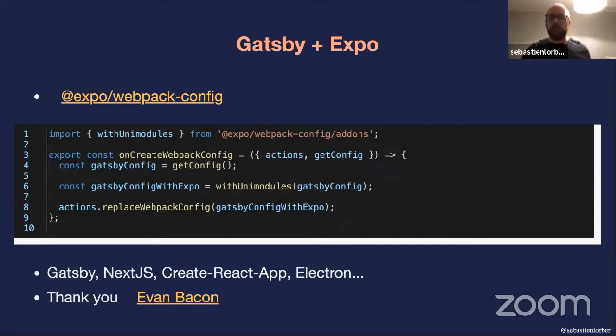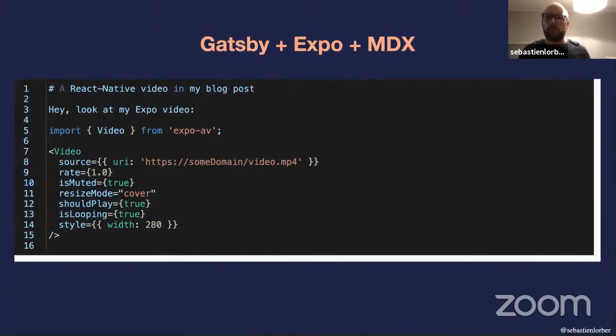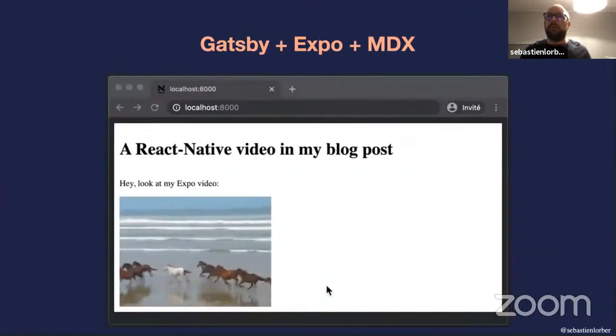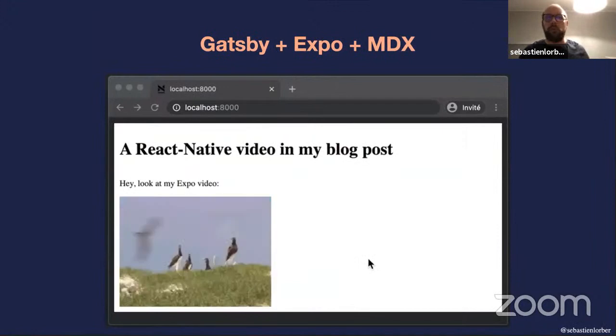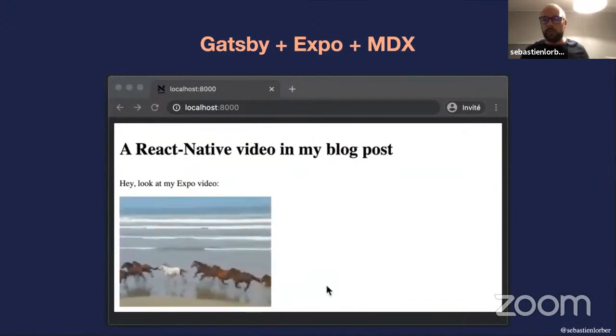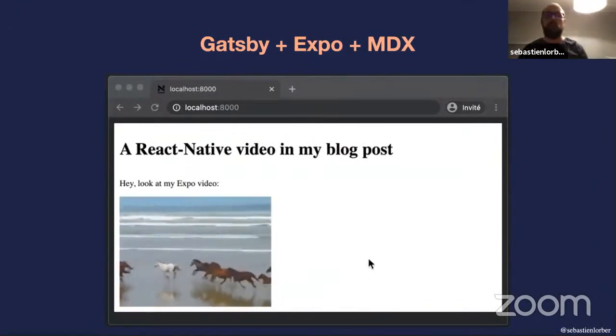So now let's see if we can get an MDX blog post using an Expo component. For example, the video component of Expo. We can see that it's a Markdown file with a React component embedded in it. And if we try to render it with Gatsby, we can see that this works, and the video, the interactive component, is able to work fine.